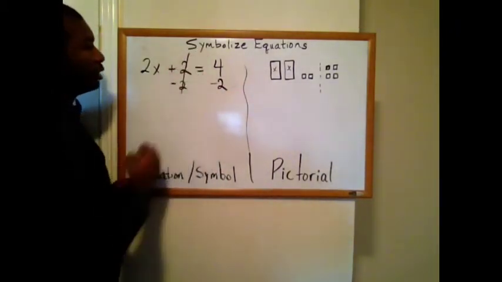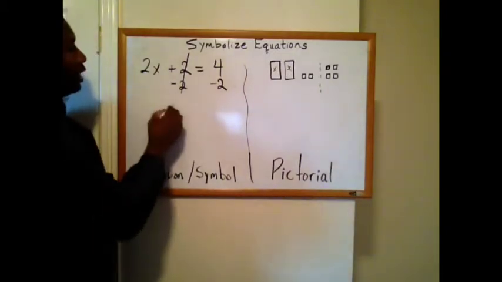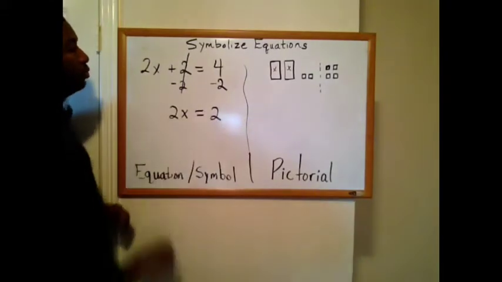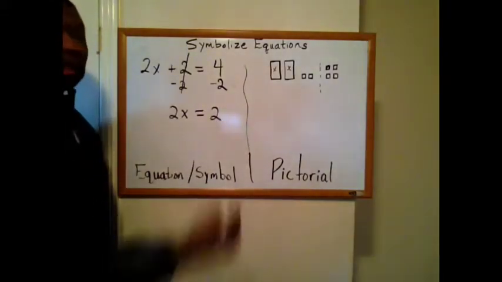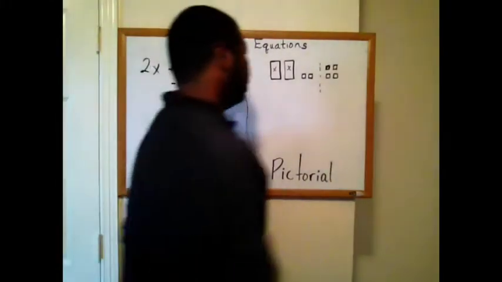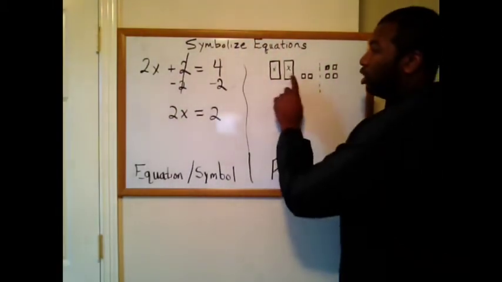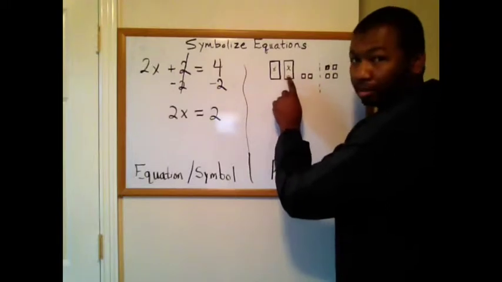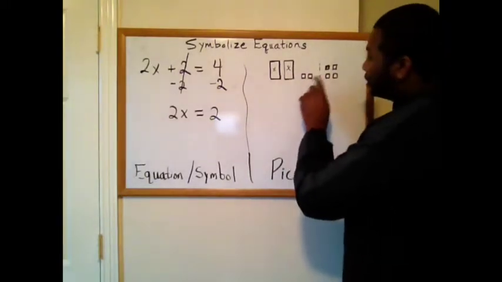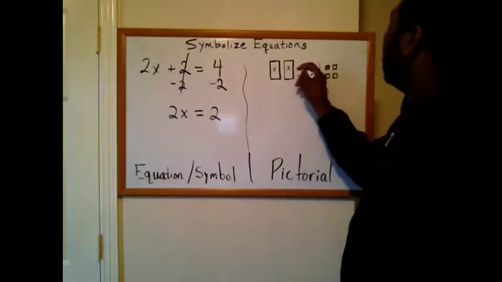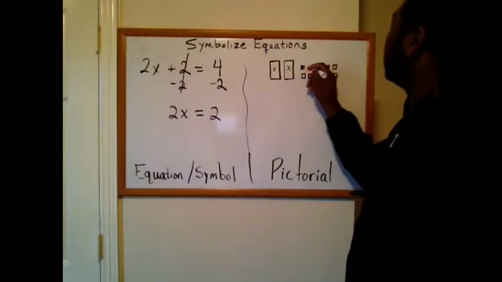Plus 2 minus 2 cancel out. I have 2x equals 2. What does that look like in my picture? Well, over here, I want to get the large rectangles with x by themselves. These little squares are in the way. So what I'm going to do, since they're positive, I'm going to draw the negatives.